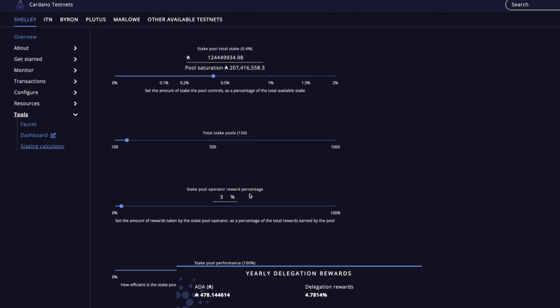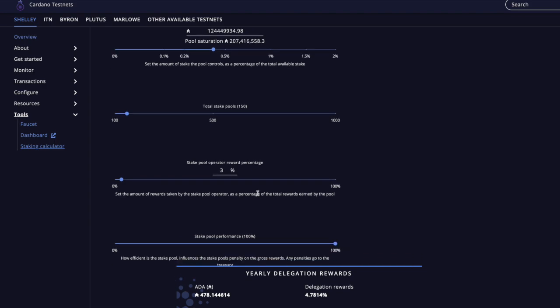The stake pool operator rewards percentage. So that is going to be the variable fee that the stake pool operator is going to charge after each epoch in order to maintain their operation. So 3%, that's around about middle of the road from what I've seen on the Haskell Shelley testnet. There's definitely mixed numbers there. Let's see if we can be even more conservative. Let's go down to 2%.